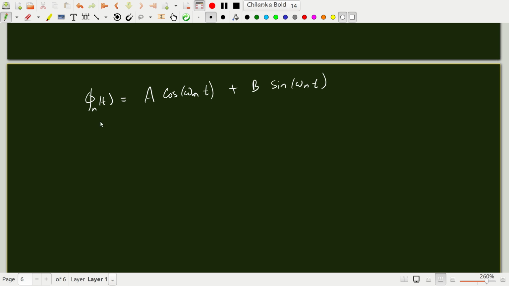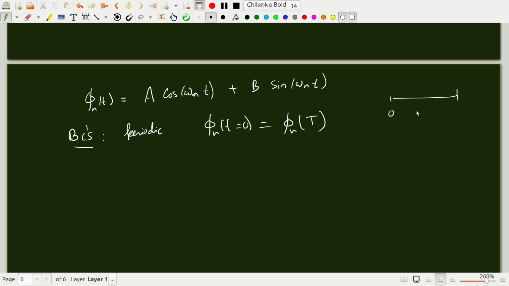Now let's assume that we have periodic boundary conditions. We have not specified the boundary conditions yet. Let's say the boundary conditions are periodic, that phi n at t equal to 0 is phi n at t equal to capital T, say the boundary is such that the domain is 0 to T.